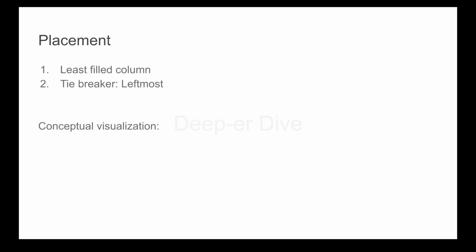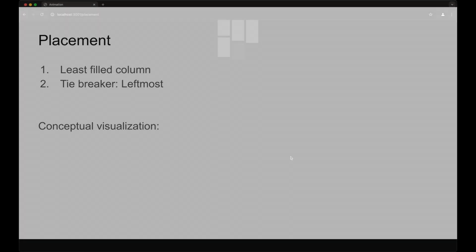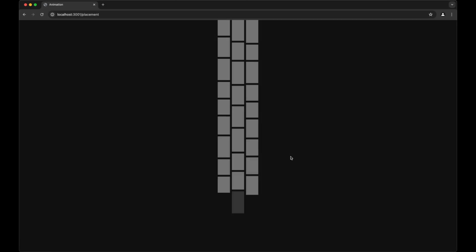Now, let's dive a bit more into the details to cultivate a deeper appreciation for the project's output. First, I want to start by taking a closer look at the image placement. Images are placed in columns, prioritizing the least filled column. In case of a tie, they're added to the leftmost column. Here's an illustrative visualization. Here's a demonstration of the image placement in the application, with the application's configurations tweaked for demo purposes.